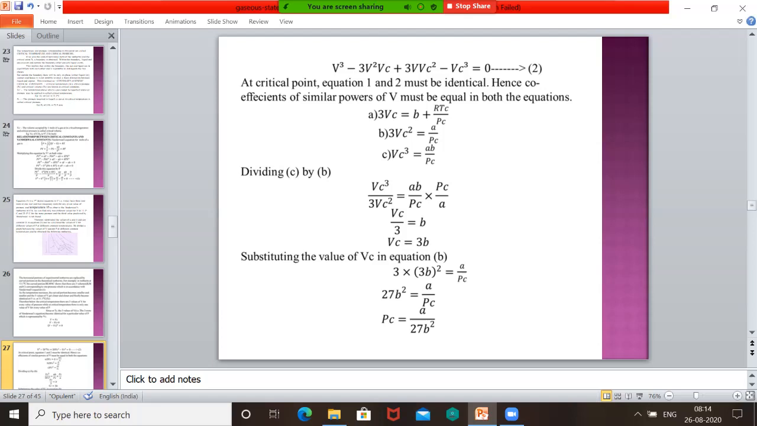Let us substitute the value in equation B. Here 3 into Vc is b, b squared. Is it 3b squared is equal to A by Pc? 27 Vc is b squared is equal to A by Pc, or Pc is equal to A by 27b squared. This is the value of Pc we got.